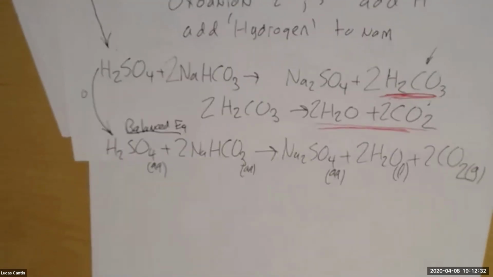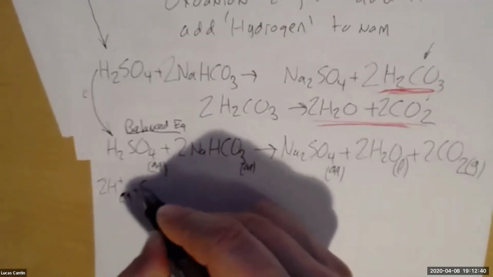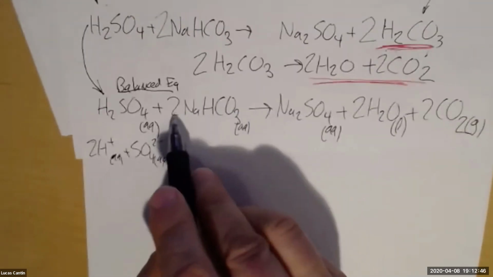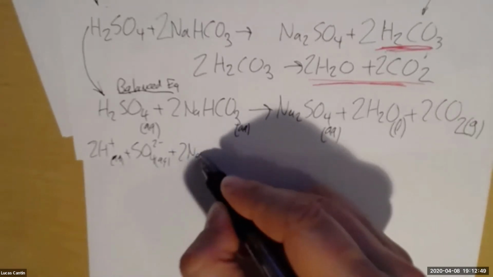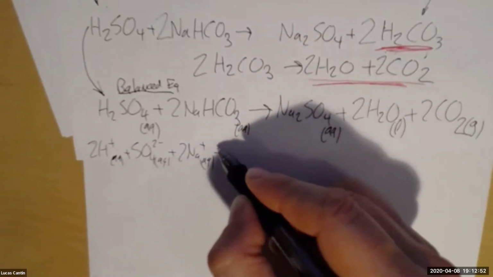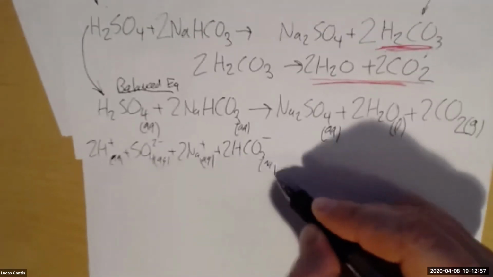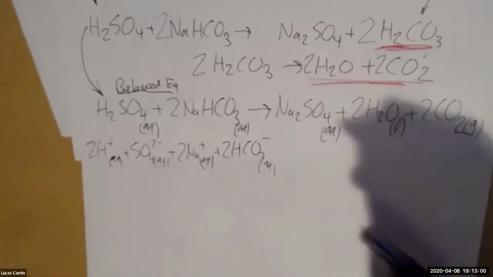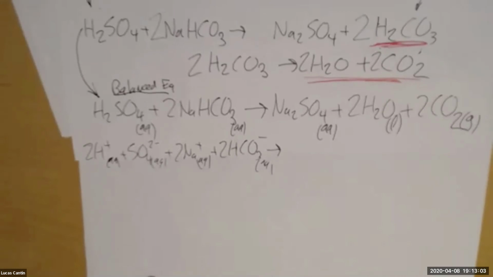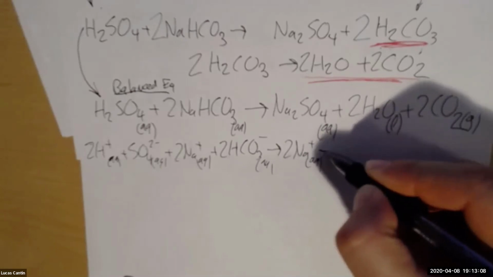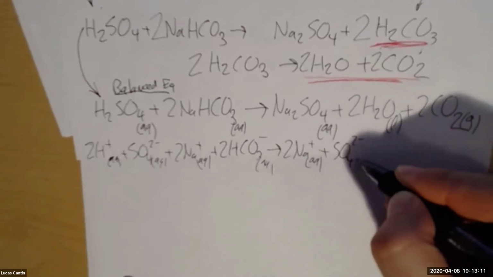Let's do the total ionic equation. I'm going to do it faster, like we said. So this is H2SO4. It's 2 hydrogen ions, aqueous, plus sulfate, 2 minus, aqueous, plus 2 sodium plus, aqueous, plus 2 hydrogen carbonates, aqueous. Sorry, it's my bad habits. I hope you guys don't mind. And then this one's also aqueous, so that gets broken apart: 2 sodium plus, aqueous, plus sulfate, 2 minus, aqueous.